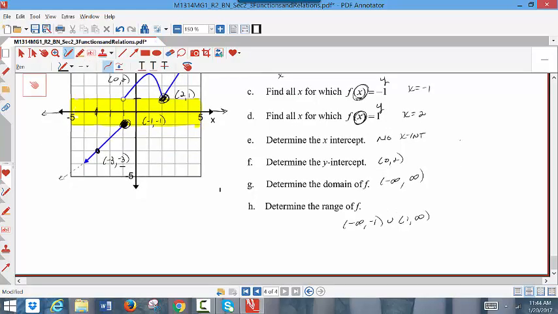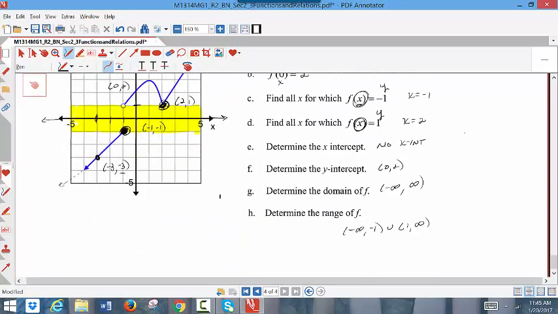And I believe that's the end of it. So goodness, this was a long lesson. I hope you stuck with it all the way through. I hope you feel comfortable with functions, passing the vertical line test, with X and Y-intercepts, with finding domain and range, with function notation, and all of these function values. So I think that's all we covered, and I hope that you feel good about this information.